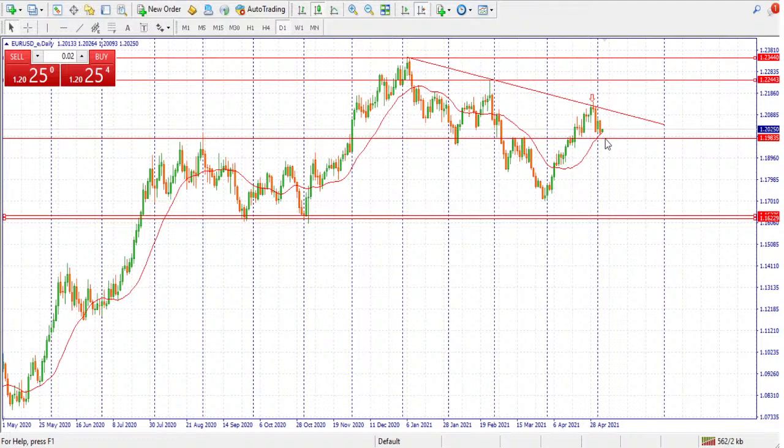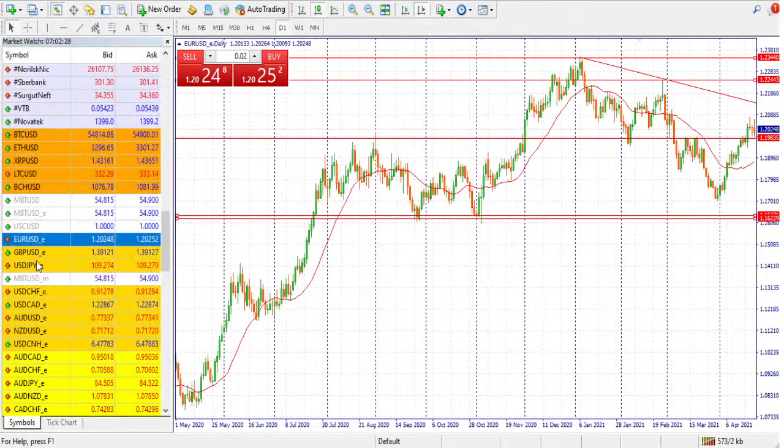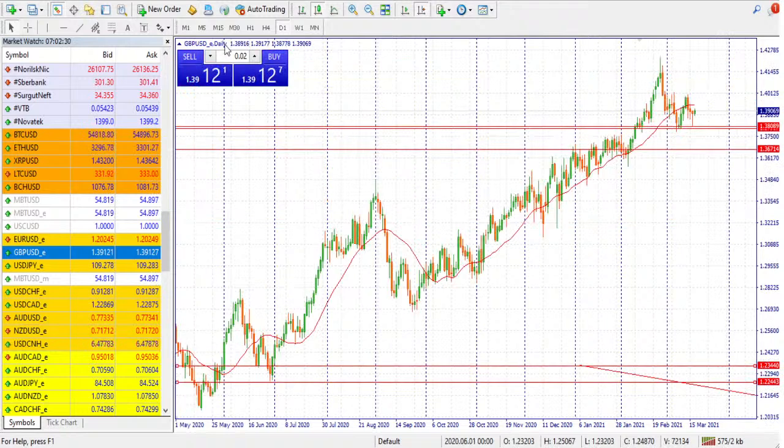But if the price breaks below 19,835, then this will mean we are now continuing to the lower side. We expect price to break below, trace back, and then continue to the lower side, at least up to around 1.16299.